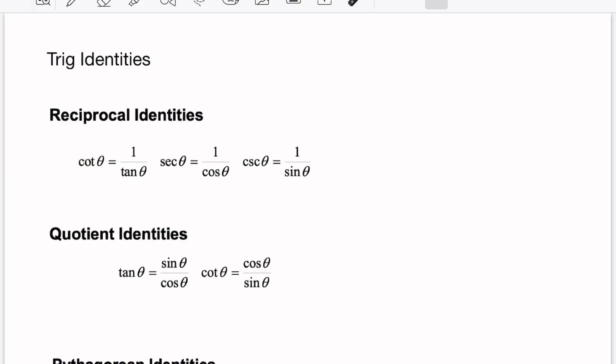We know that cotangent is going to be the reciprocal of tangent. Secant is going to be the reciprocal of cosine, and cosecant is going to be the reciprocal of sine. We should also be comfortable with the quotient identities here, the fact that tangent is going to be sine over cosine, and since cotangent is the reciprocal of that guy, cotangent is going to be cosine over sine.